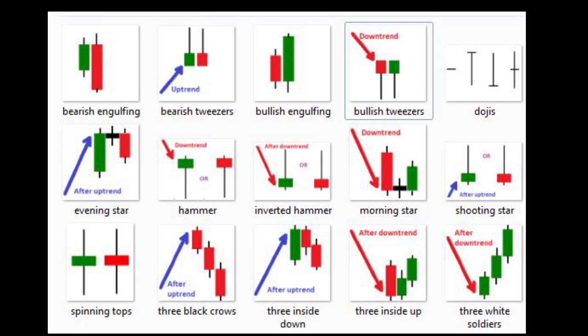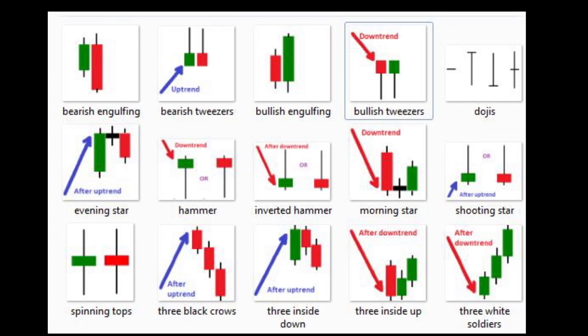Now let's see. The next one is the bearish tweezers. That one is going to signify a bearish trend as well. It comes along after there's been a nice uptrend, same as the bearish engulfing.